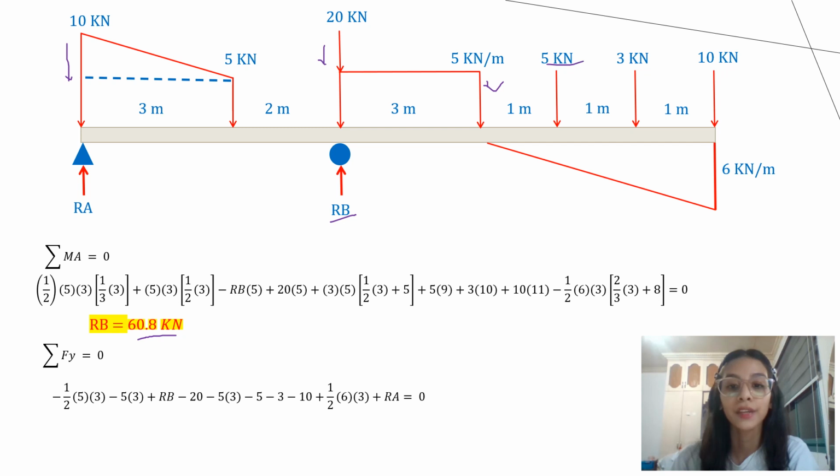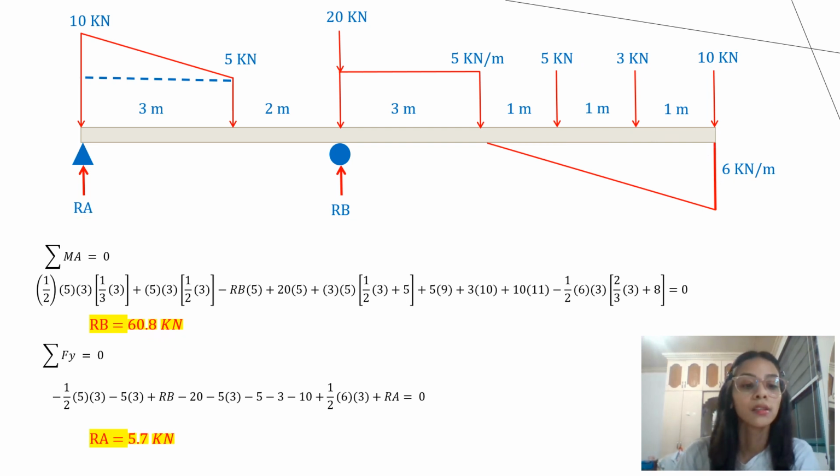minus point load 5, point load 3, and point load 10, all directed downwards, so it is all negative, plus the area of the triangle, since it is positive because it is pointing upwards, 6 times our base 3, 6 times 3, plus RA. So it is equal to, our RA is 5.7 kN.